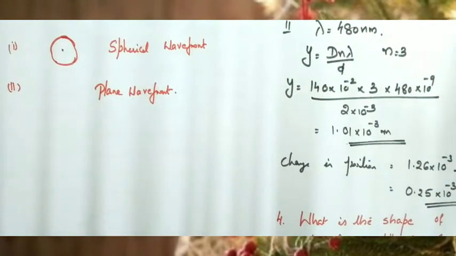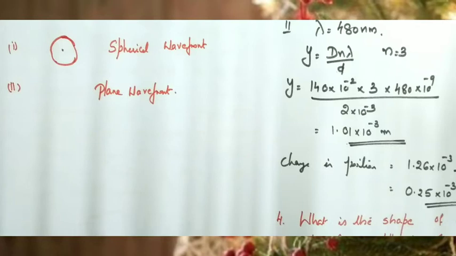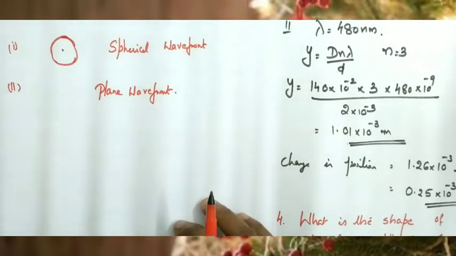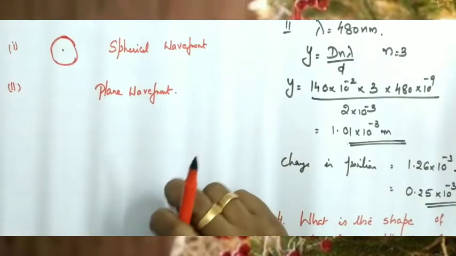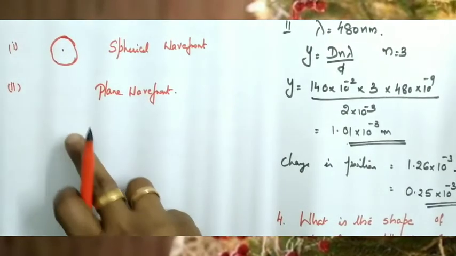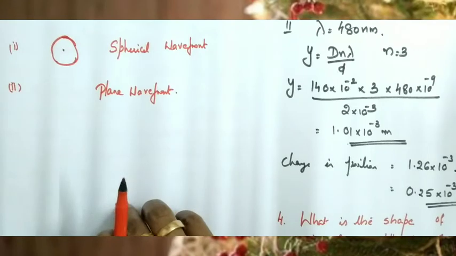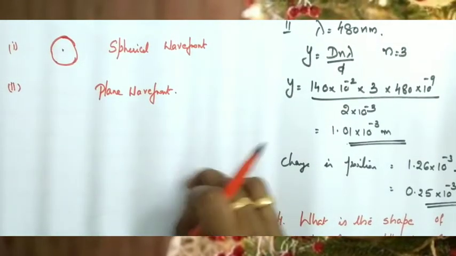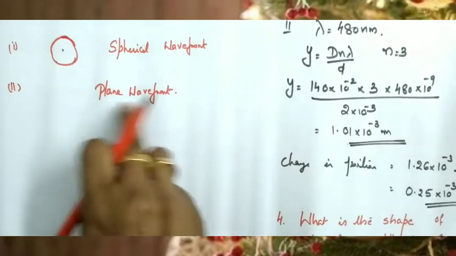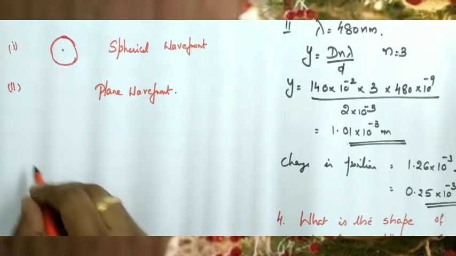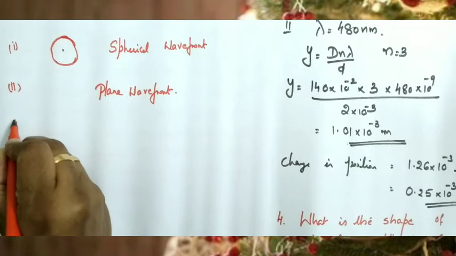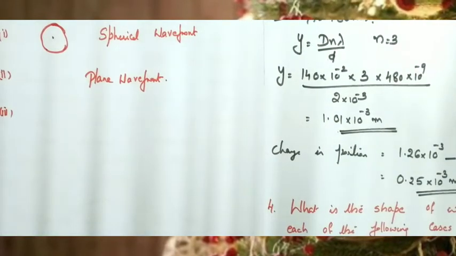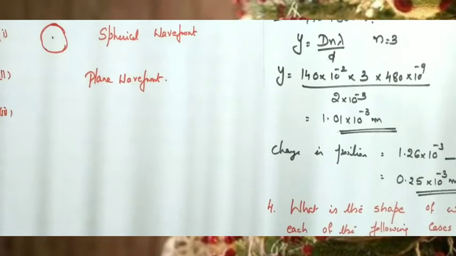Second one, portion of wavefront of light from a distant star intercepted by Earth. We know that if a star is at infinity, around that star wavefronts are always spherical. But when it reaches the Earth, it becomes a plane wavefront. So here the star is at infinity, the wavefront reaches the Earth and becomes plane. That is the second one. Third one, light emerging out of a convex lens when the object light source is placed at the focus.